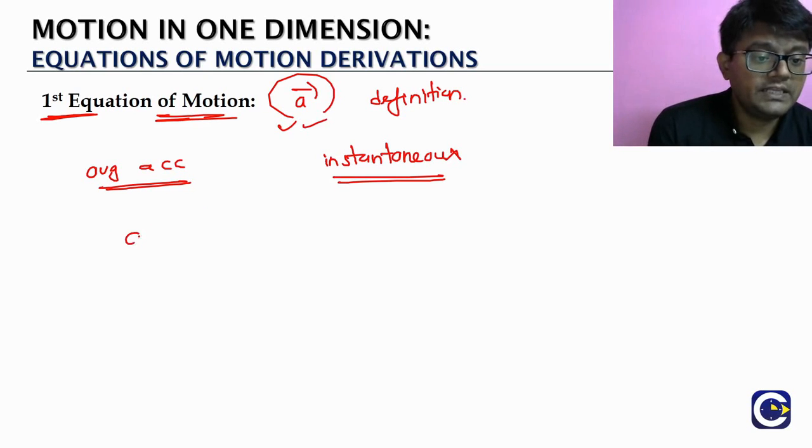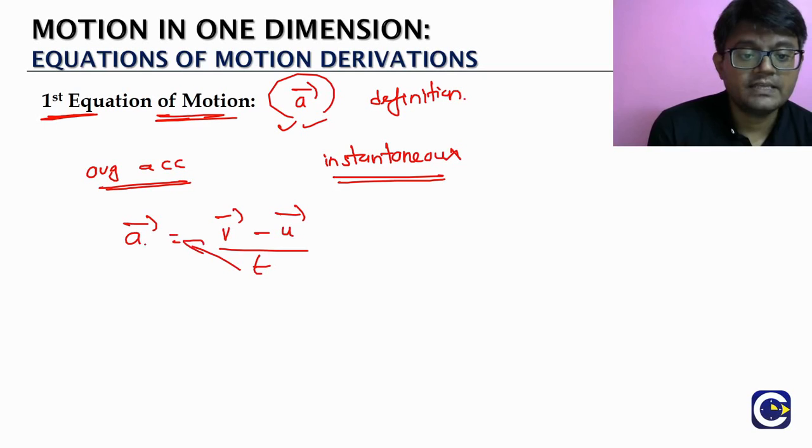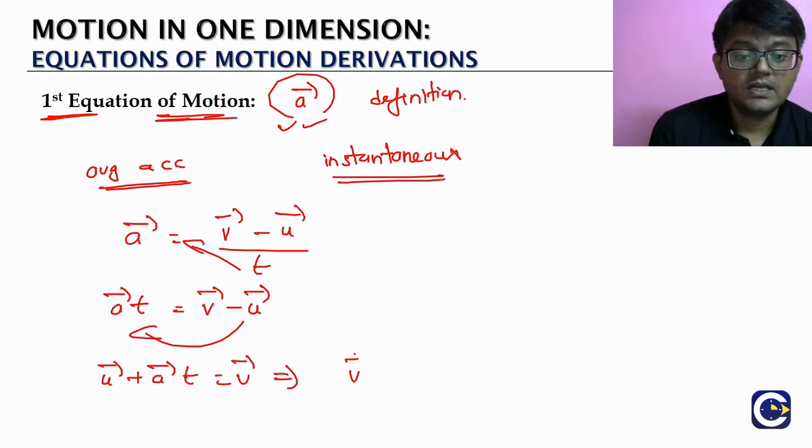That is why we call it uniform acceleration motion. But how do we define the average acceleration? It is equal to the final velocity minus the initial velocity, divided by the time. Now we'll take the time to the left side: a bar into t will be equal to v bar minus u bar. We bring the minus u bar to the left side, so u bar plus a bar into t is equal to v bar. We can also write it like this: v is equal to u plus at.